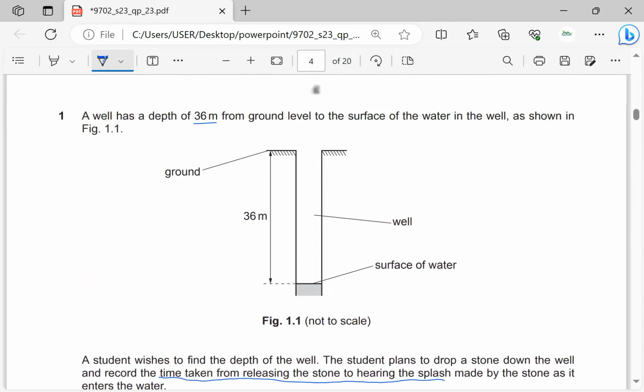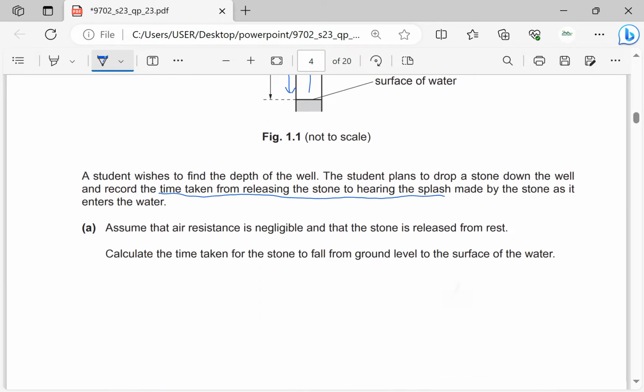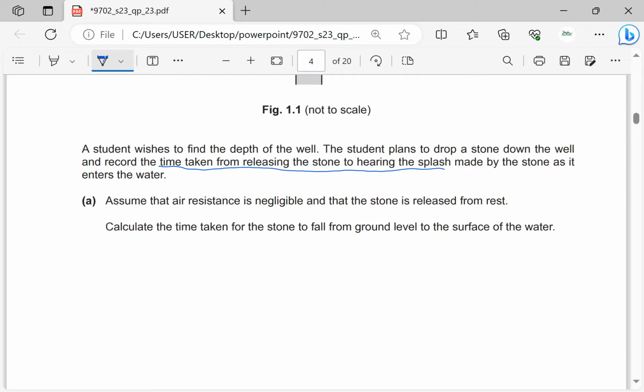So it means the stone is going to move for a time t, but again, if he's relying on the sound, then the sound will have to travel back. So the total time will be the time for the stone to reach the surface plus the time for the sound to reach the child. So that would be the correct time this child would record.